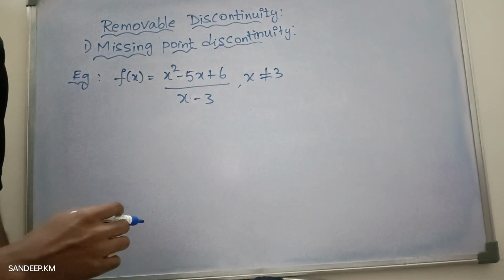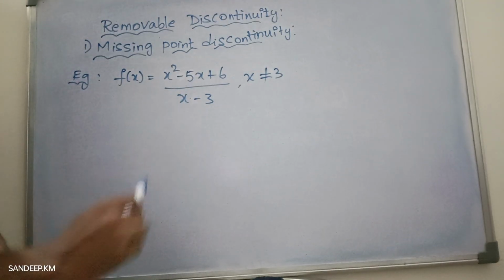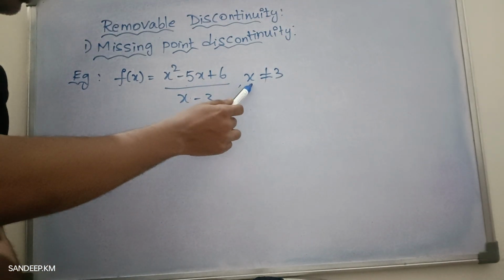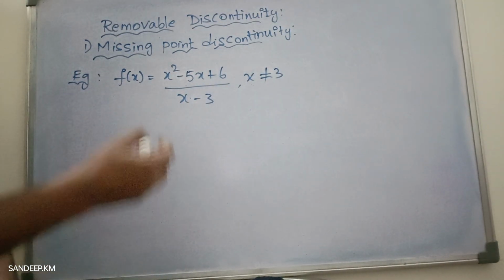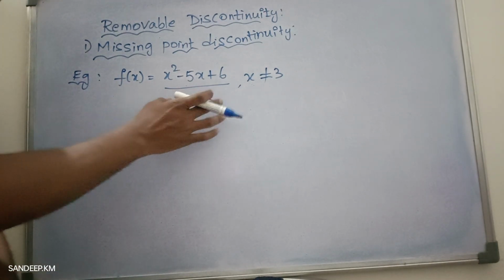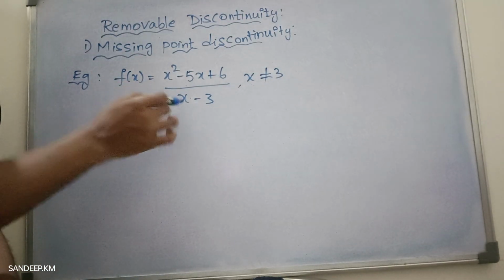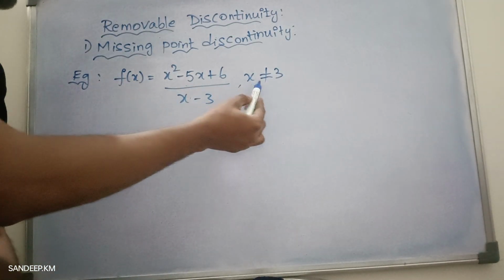Here is an example. Let f of x be x square minus 5x plus 6 divided by x minus 3, and remember where x is not equal to 3. Since x is not equal to 3, let us simplify this given function. Now let us see how to draw the graph of this particular function and its behavior around x equal to 3.